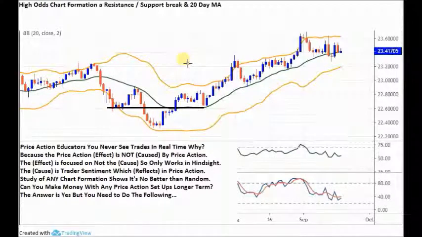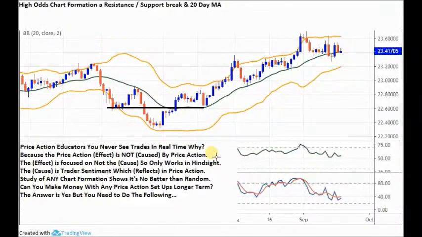You've got to know the cause behind the move. Now, I'll return to that in a moment, but in terms of price action educators, have you noticed that if you look around online, you never ever see them give trades in real time, entry, stop and target in advance? They always do it in hindsight, going backwards on a chart, or they give vague advice like buy it if it goes up and sell it if it goes down.